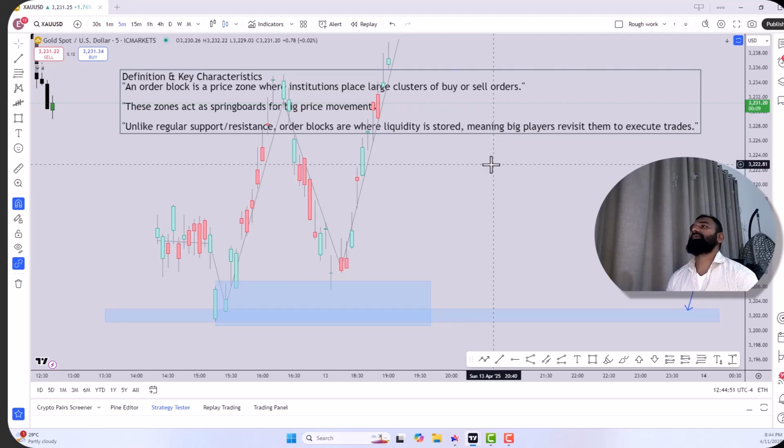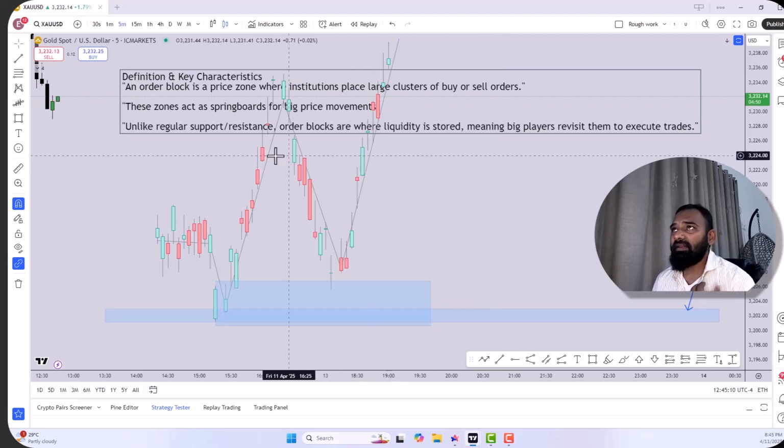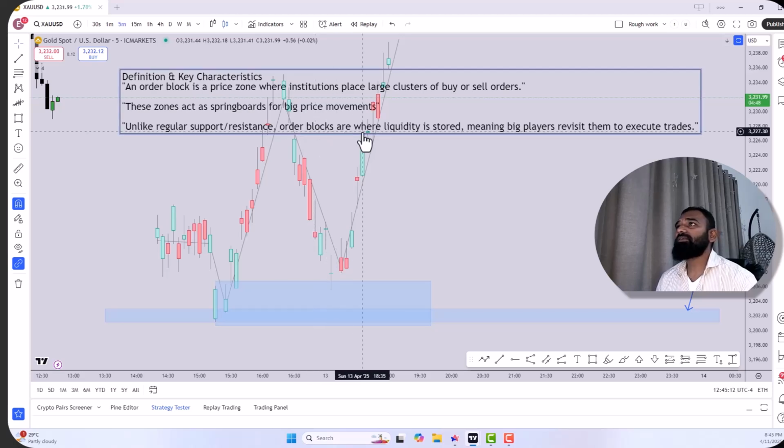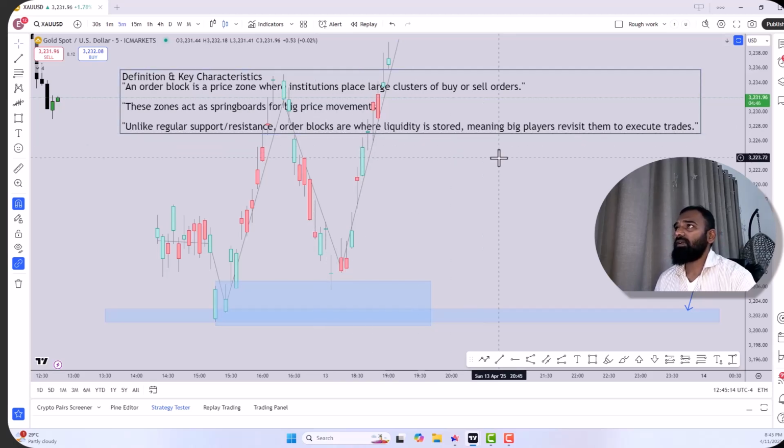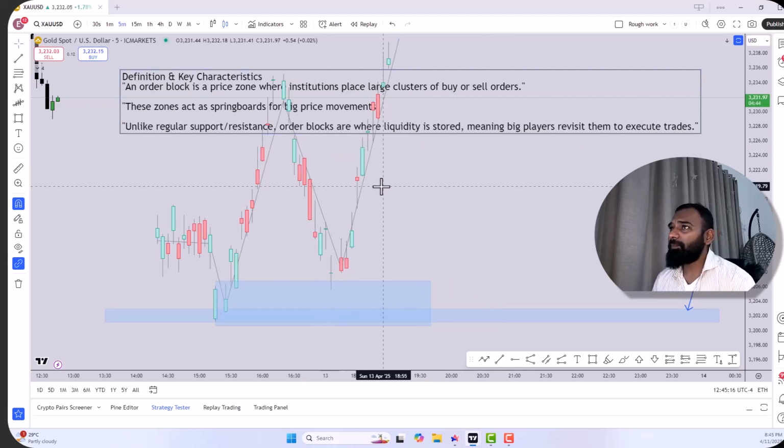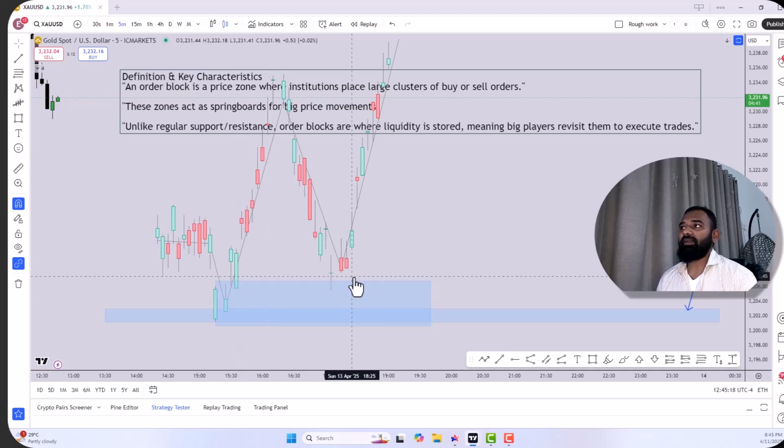So the key characteristic is a zone which acts as a springboard, and we should not relate it with support and resistance, because that is a different characteristic and an order block is a different characteristic. Unlike support and resistance, order blocks are where liquidity is stored and big players revisit this liquidity. So let me explain.